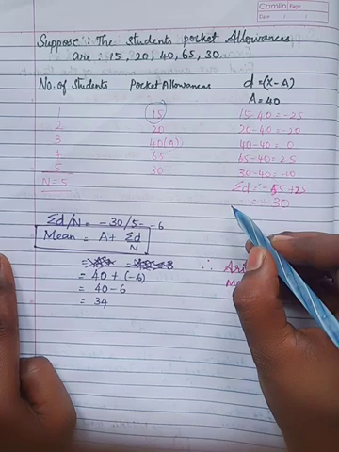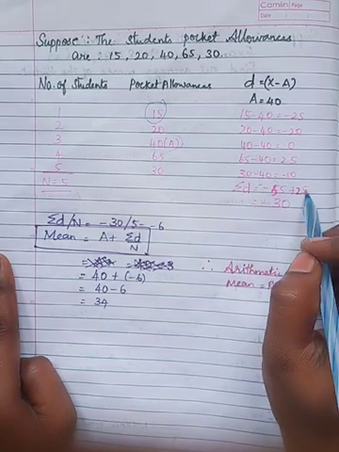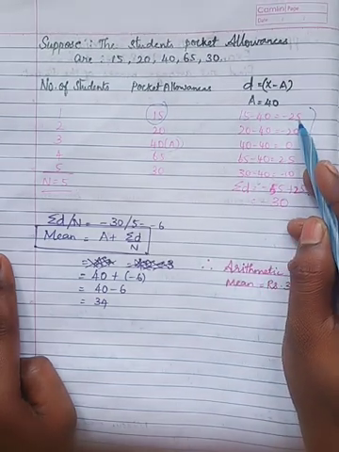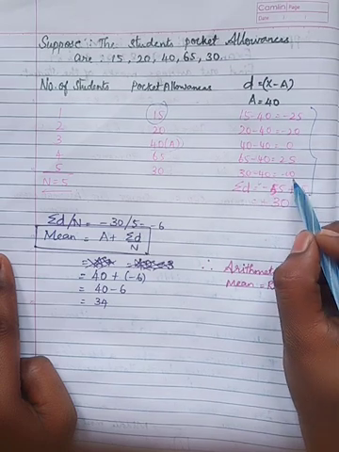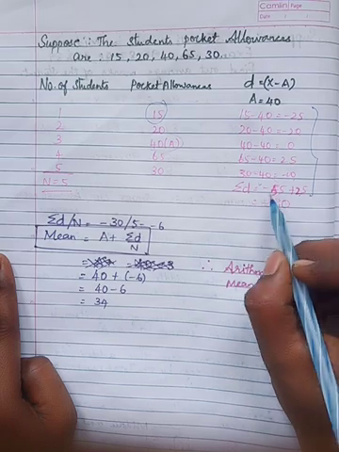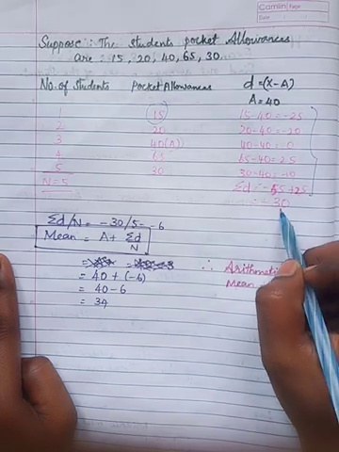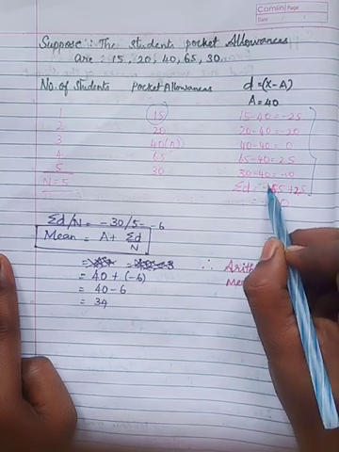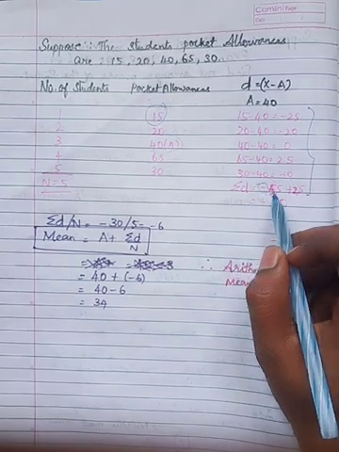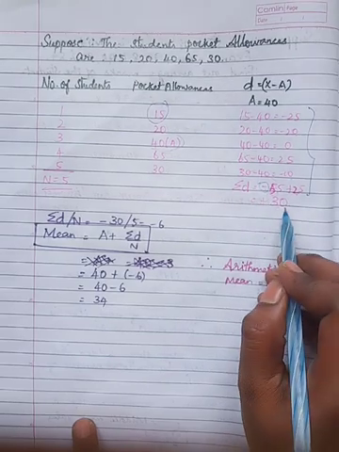Now we have to find sigma D. As I said, sigma D is the summation of D, so we have to add all of these. If you add these, minus 25, minus 20, minus 10 is minus 55. And there is one plus value, plus 25. So minus 55 and plus 25 gives minus 30, because the larger number has the minus sign. So you write minus 30. Now we have got sigma D.